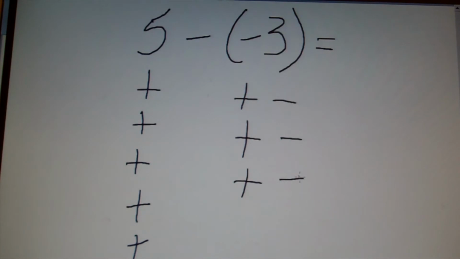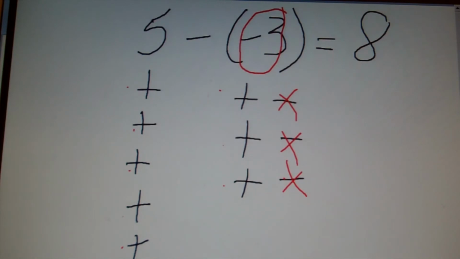So now let's evaluate 5 minus negative 3. Now we can subtract or take away the 3 negative signs, and the answer is the remaining signs. We have 8 positive signs left, so our answer is 8.